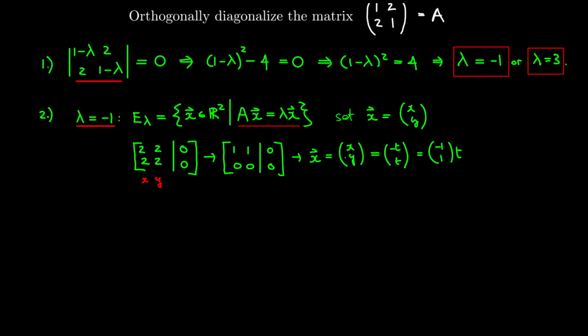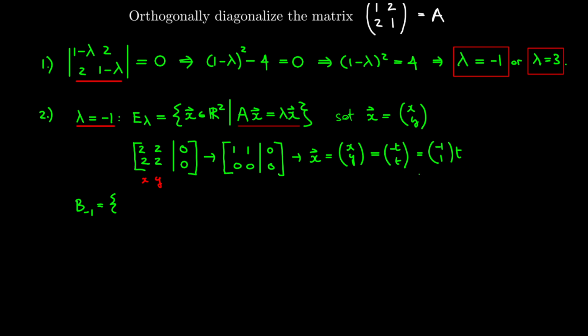So next, let's look at lambda equal to 3. Well, in fact, let's not yet look at lambda equal to 3, because what we need to do is find an orthonormal basis for this eigenspace here. Okay, so what will an orthonormal basis be? Well, we can take here b sub -1. It must be a set containing how many vectors? One vector, because this is a one-dimensional subspace of R2.